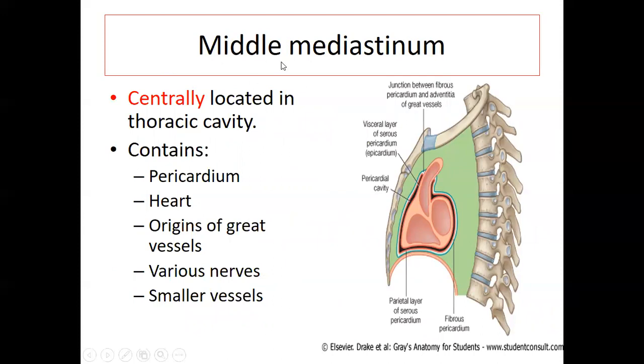The middle mediastinum is centrally located in the thoracic cavity. It contains the pericardium. You can see here, this is the pericardium that covers the heart, right? Inside here we have the heart, and then we have the origin of the great vessels, the various nerves and smaller vessels. These are the contents of the middle mediastinum.